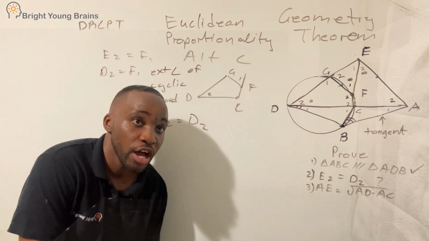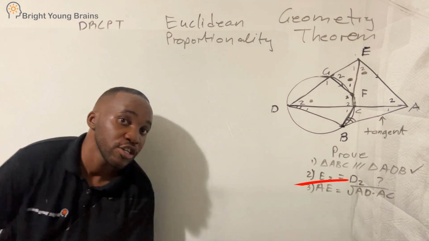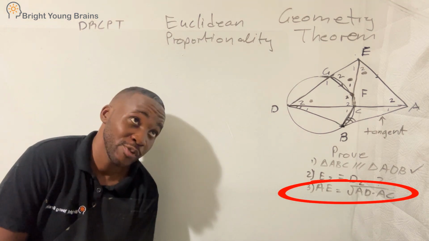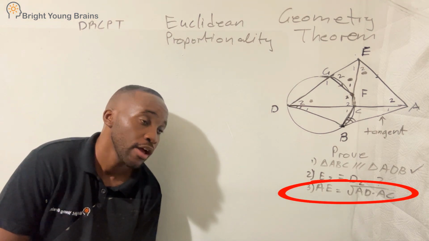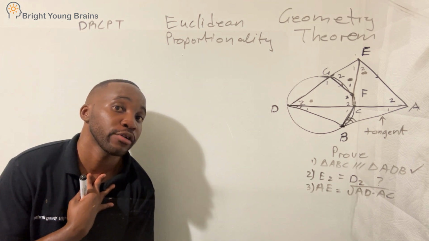So the question we are about to work out now is not an easy question. It is a Euclidean geometry grade 12 proportionality theorem question, and I guess by right angles.